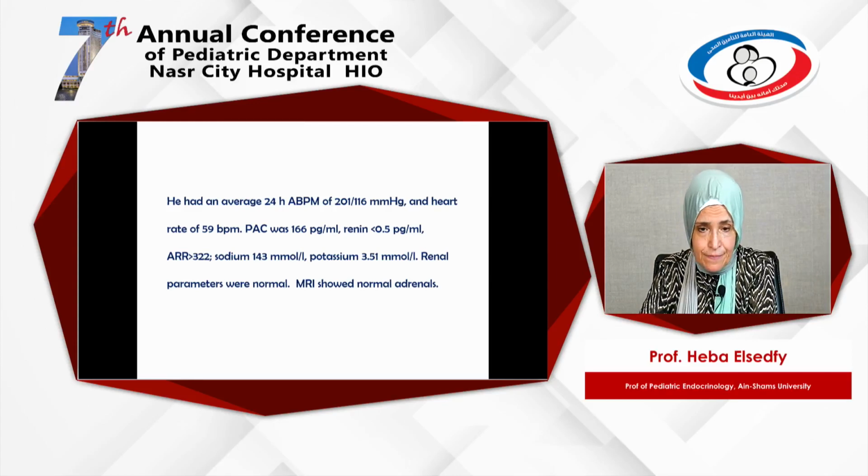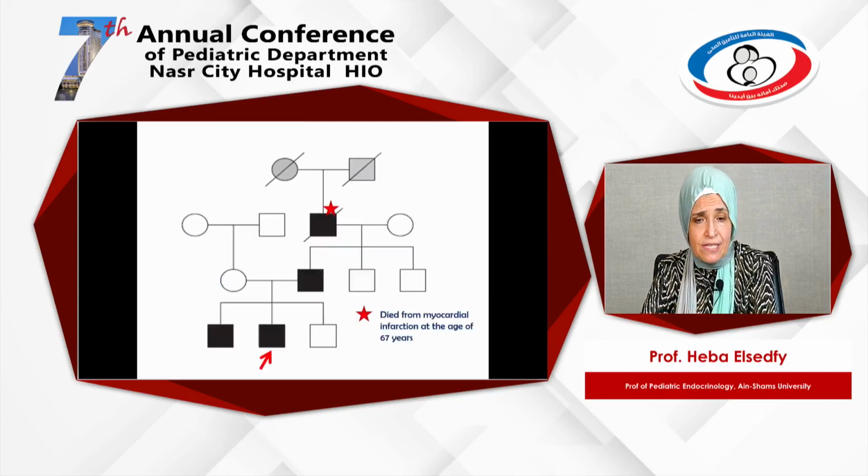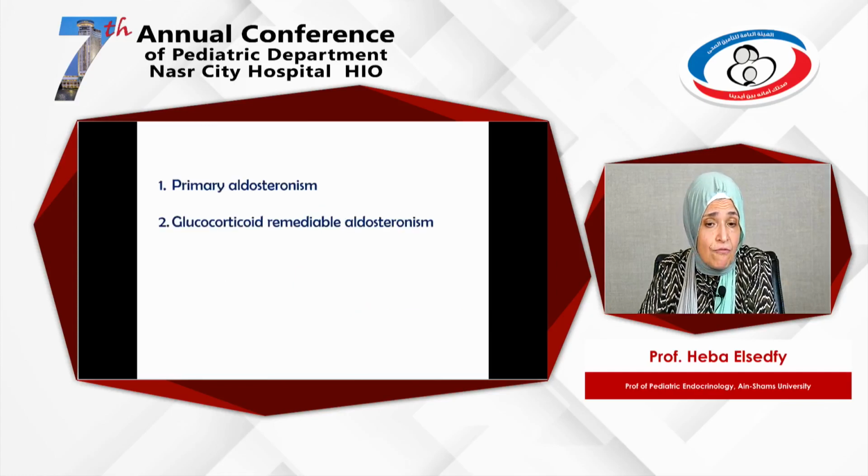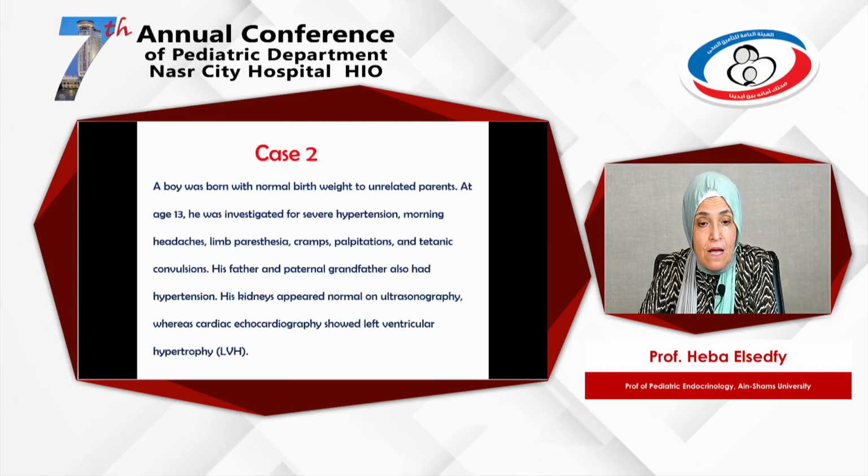His pedigree shows that his paternal grandfather died from myocardial infarction at the age of 67 years. His father is hypertensive and his brother is hypertensive. So we have a familial condition. So we can think of primary aldosteronism or glucocorticoid remediable aldosteronism. The first choice will be glucocorticoid remediable aldosteronism because of the strong family history and the absence of an adrenal mass.